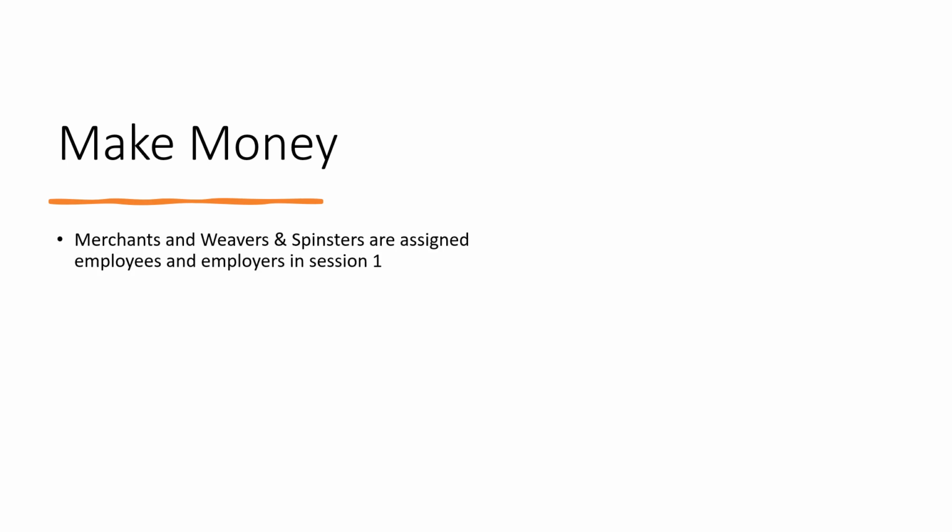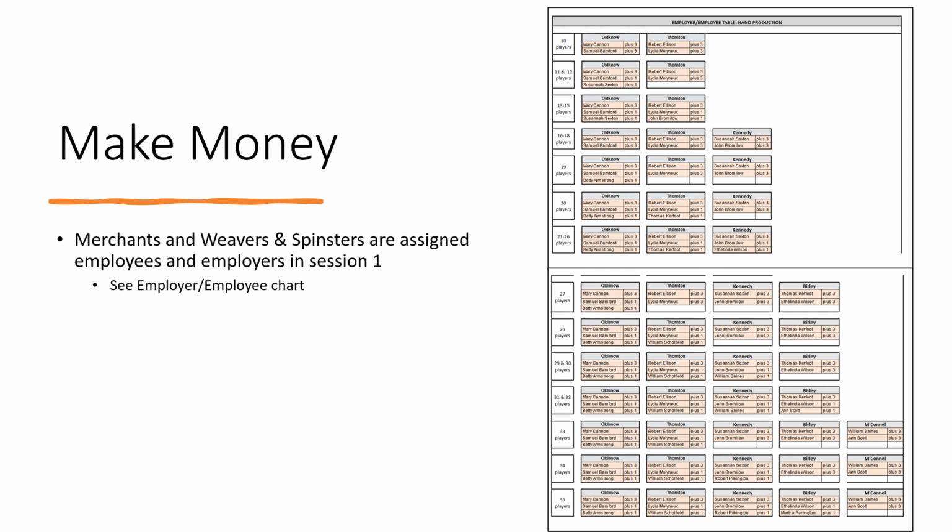Certain players also will need other additional information, especially the merchants and weavers and spinsters. At the beginning of the game, each one of them is assigned as an employer or an employee. And to do these assignments, the game master will need the employer-employee chart that is in the instructor's manual.